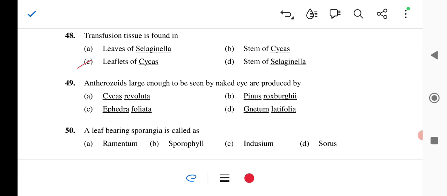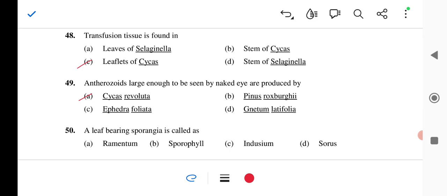So what we read about cycas: Cycadopsida was the dominant flora in the Mesozoic era. Diploxylic condition was found in cycas, and transfusion tissue is found in leaflets of cycas. Next is antherozoids large enough to be seen by naked eye. So these are produced by Cycas revoluta. Large antherozoids are found in Cycas revoluta.